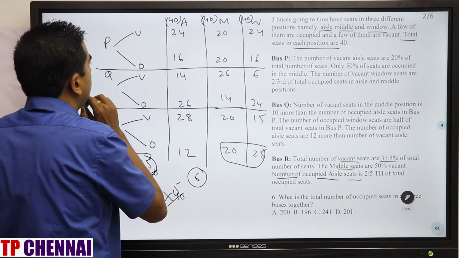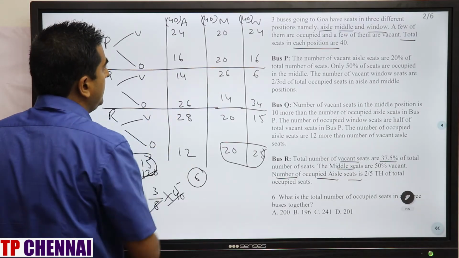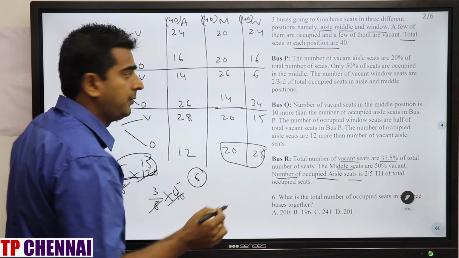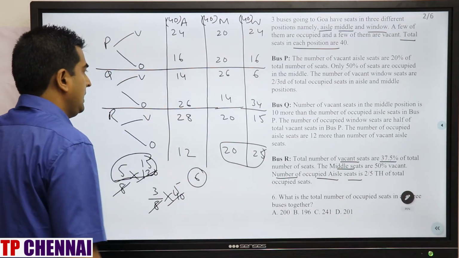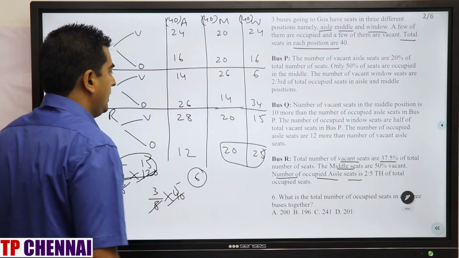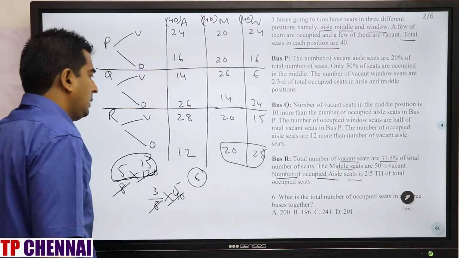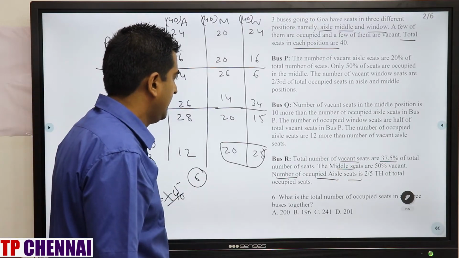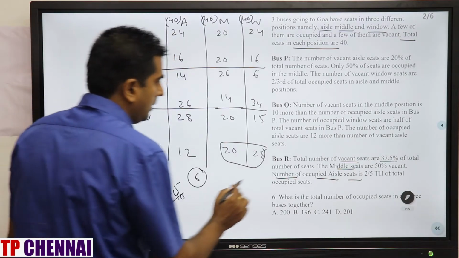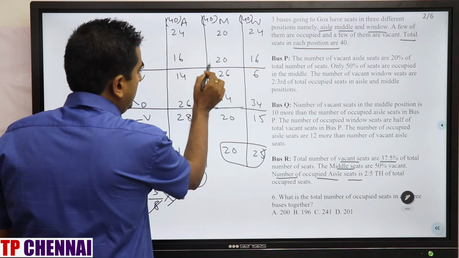16 plus 20, how much? 36. 36 plus 16 is 52. 52 plus 26, 78. Plus 14, 92. Plus 34, 126. 126 plus 32, 158, right? This is how much?